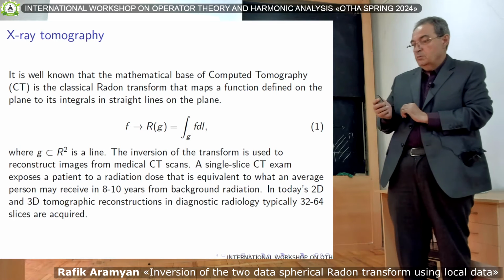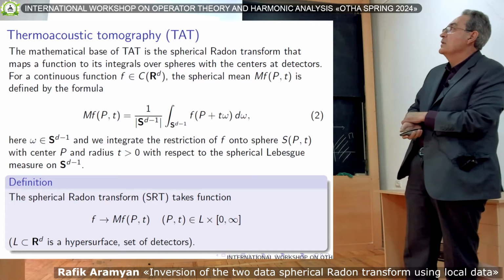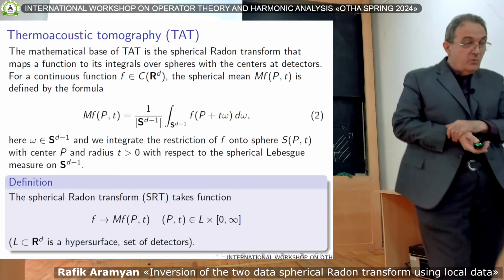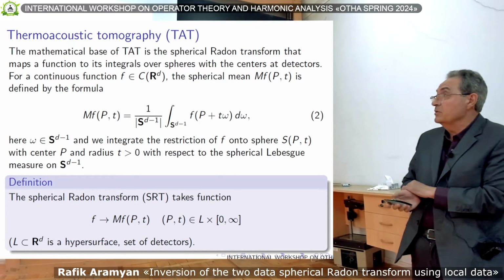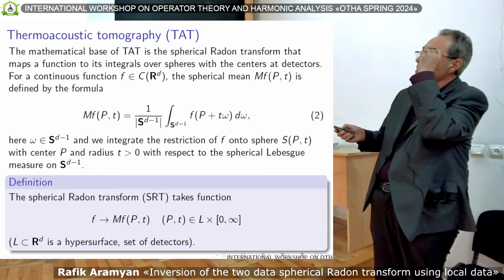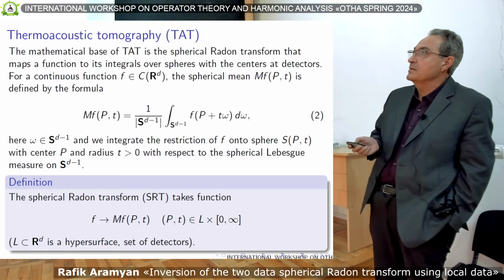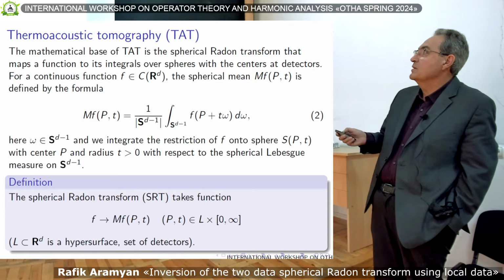Thermoacoustic tomography, TAT, is the most successful. The base of thermoacoustic tomography is the spherical radon transform, that maps a function to its integrals over spheres with the centers at detector locations. First, about the spherical mean.